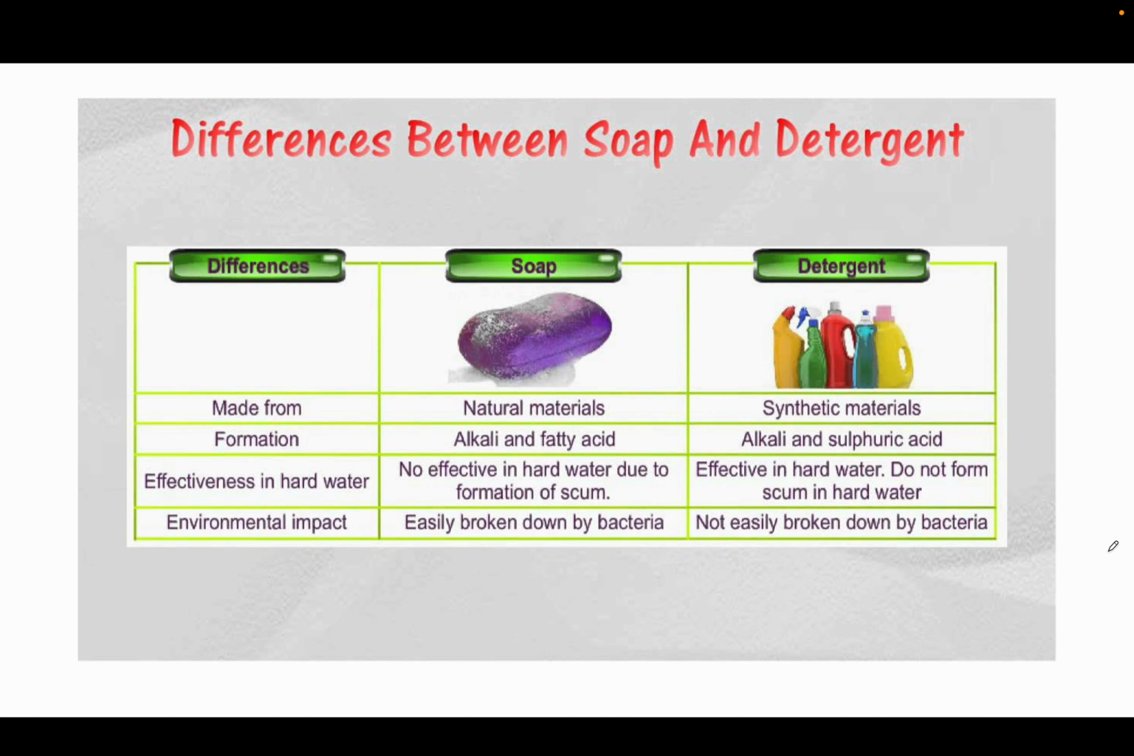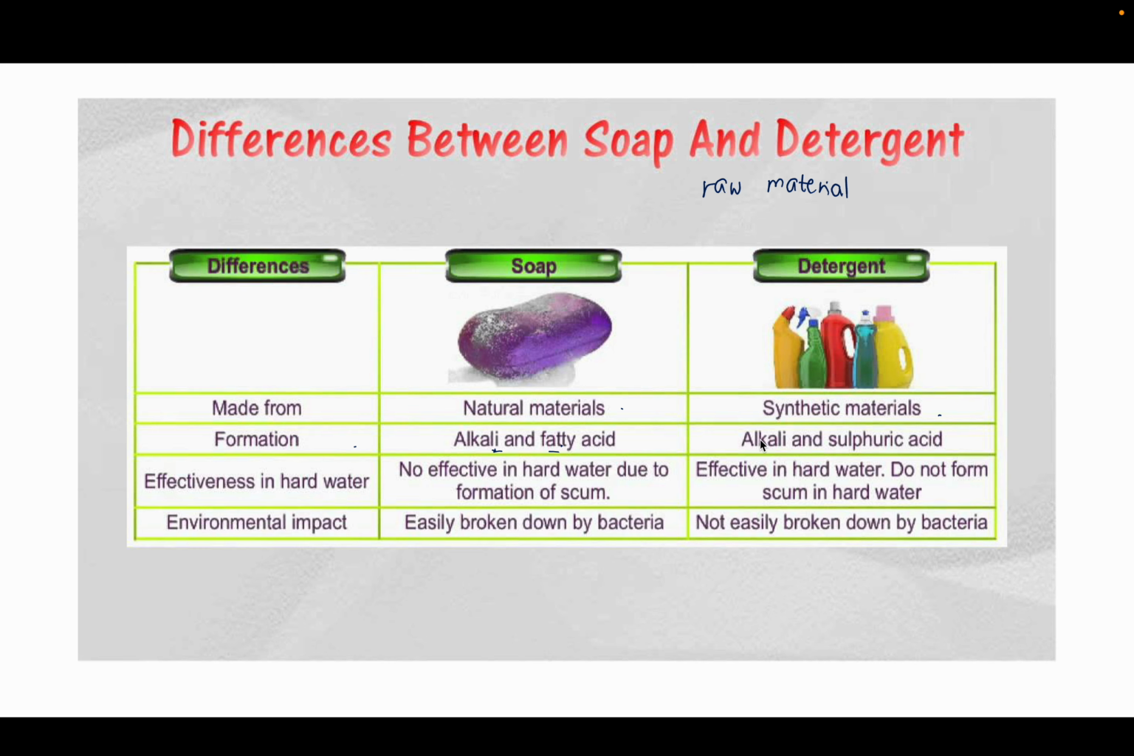Now, how do we distinguish soap from detergent? The main distinction is your raw material. Soap is made from natural materials, you have fats and oils, while detergent is made from synthetic materials. In terms of formation, the product of soap making, you have fatty acid salt and the strong base. What you need is the strong base and the fatty acid from your fats or oils.